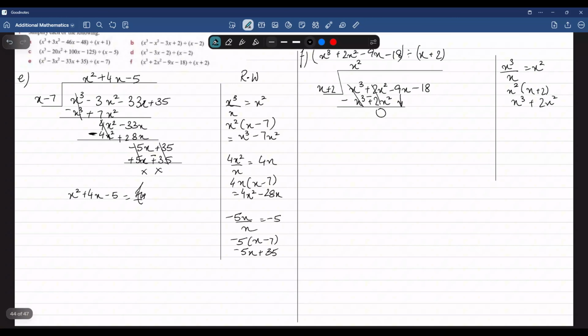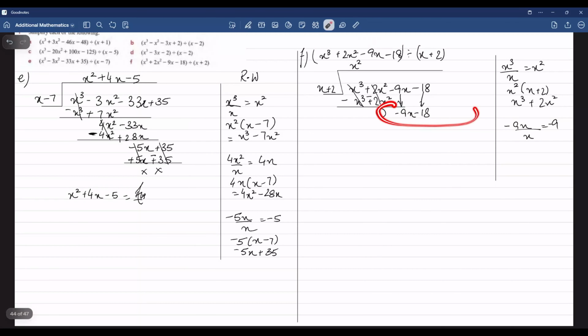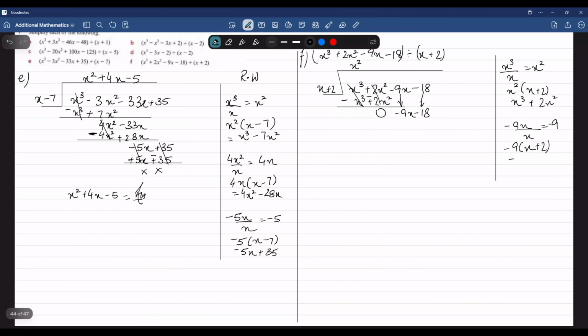Then we copy down negative 9x. And we can simply copy down minus 18 also because we require that. So we just simply divide negative 9x divided by x is equal to negative 9. And again, the same concept here. I told you we need two values to work with, and that's why we are copying this down. So this would give us negative 9 multiplied by x plus 2. So this would become negative 9x minus 18.